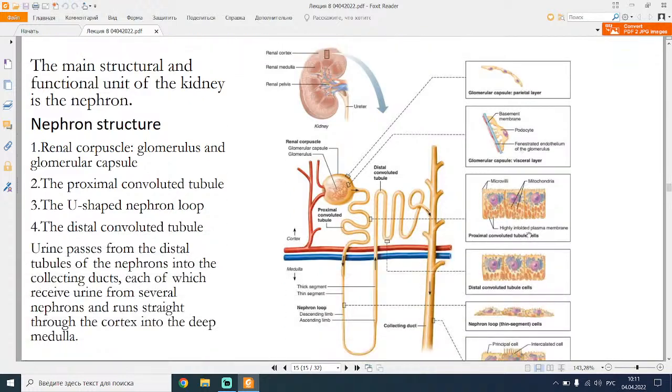The main structural and functional unit of the kidney is the nephron. What you see, the structure of the nephron. It includes the renal corpuscle. What you see, renal corpuscle. It includes the glomerulus and the glomerular capsule.